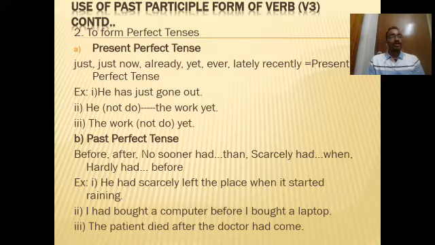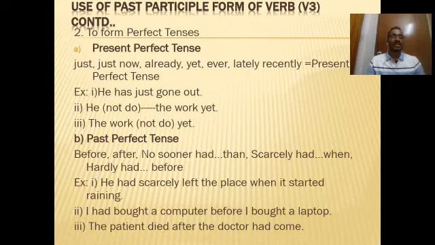Another rule is that to form perfect tenses, in English we have three perfect tenses, that is present perfect tense, past perfect tense, and future perfect tense. And to form the perfect tenses, we use one have verb, and then we use the past participle form of the verb. So now let's discuss the present perfect tense.